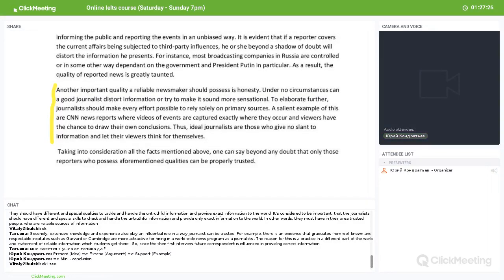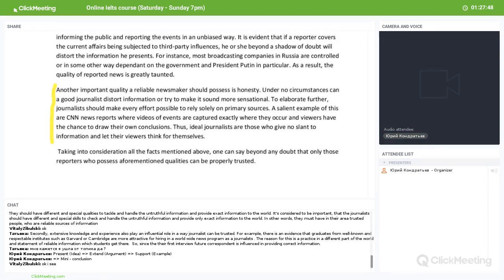Okay, so Tatiana, secondly, extended knowledge and experience also play an influential role in a way journalists can be trusted. For example, there is no evidence that graduates from well-known and respectable institutes such as Harvard is with H, not the G. Harvard and Cambridge are more attractive for hiring in a worldwide news program as journalists.